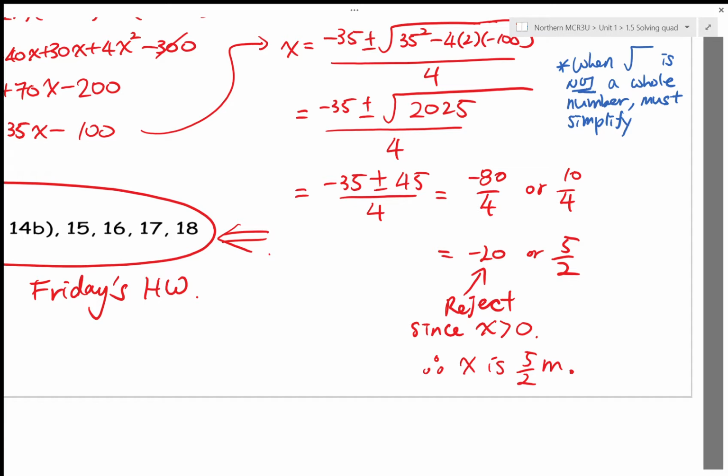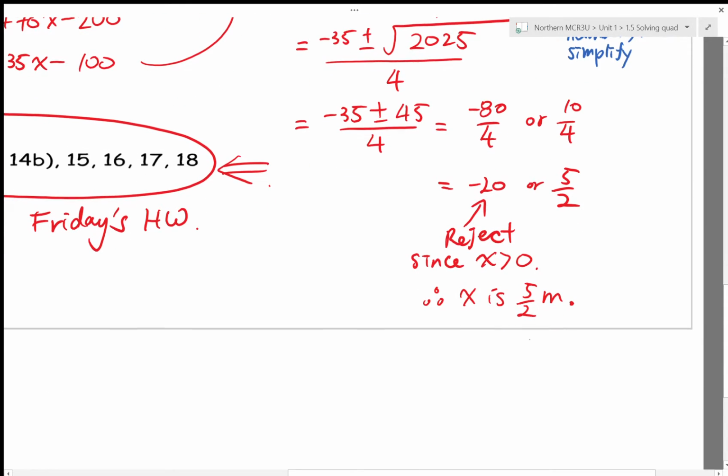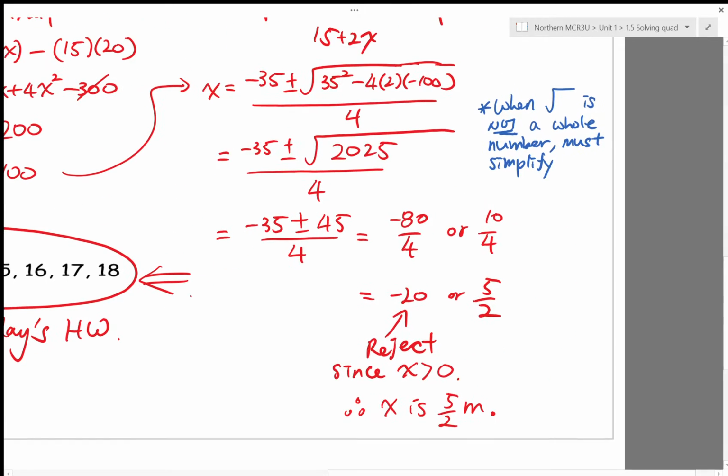width. Width cannot be negative unless you're going inside of another dimension, probably. I don't even know how we can express that at this level of math. So we have to reject the negative 20, and the only value that we can have is 5 over 2, and that will be the width of the frame.